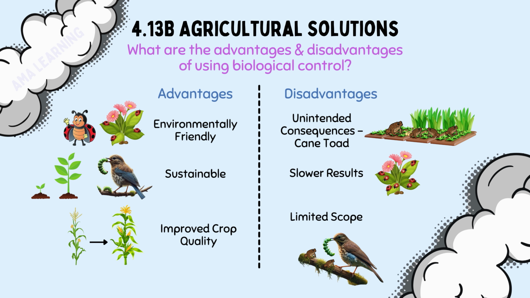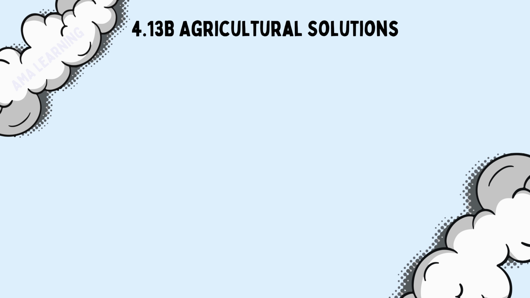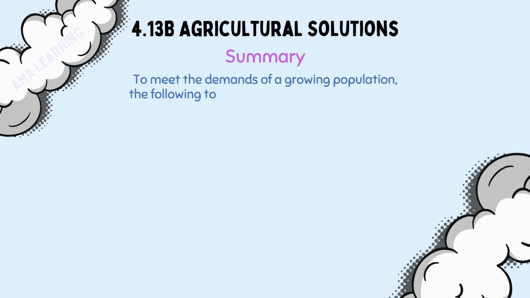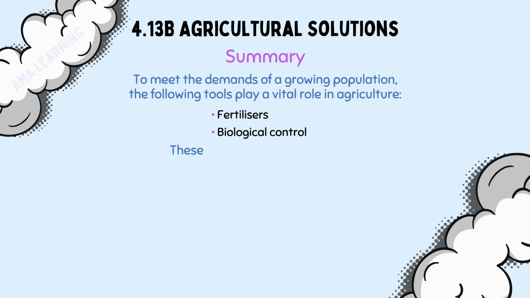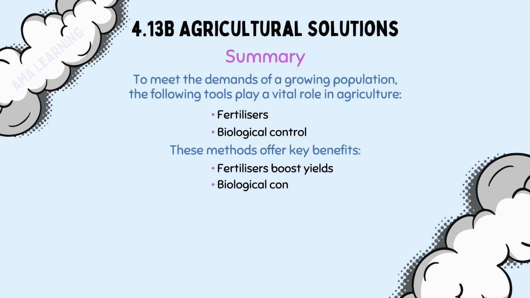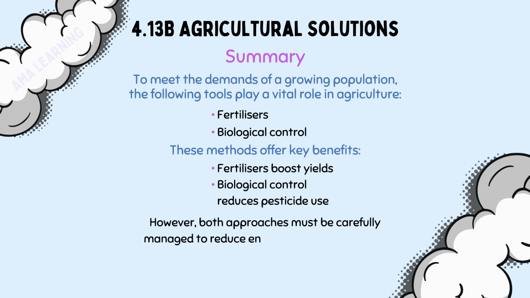In summary, to meet the demands of a growing population, the following tools play a vital role in agriculture. Fertilizers, biological control. These methods offer key benefits. Fertilizers boost yields. Biological control reduces pesticide use. However, both approaches must be carefully managed to reduce environmental impact and support sustainable farming.